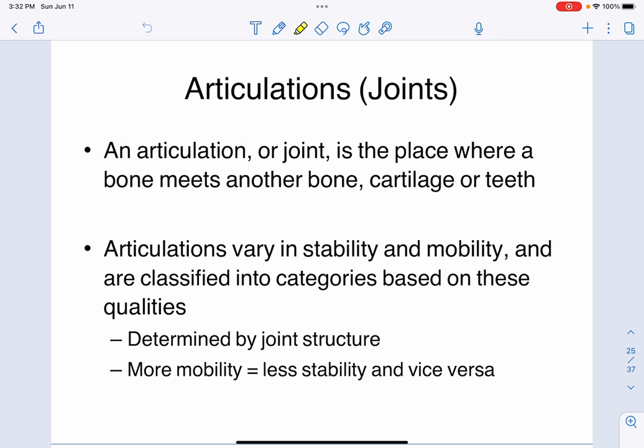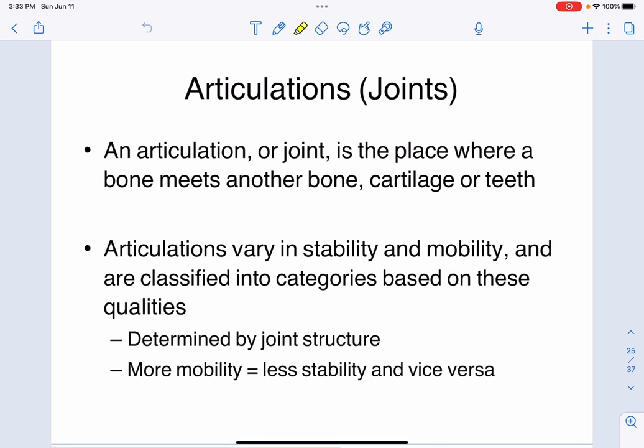Articulations vary in their stability and their mobility. So some are more stable than others, while others are more mobile. So you're going to have a lot of movement in some joints compared to others. And they're actually classified into categories based on these two qualities. So we are going to look at joint structure. I'm going to show you what the joints are, how they are constructed.